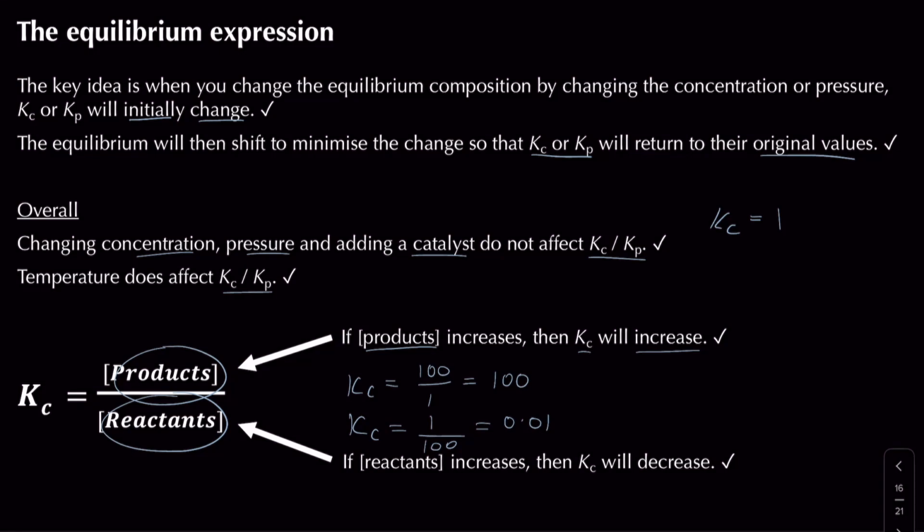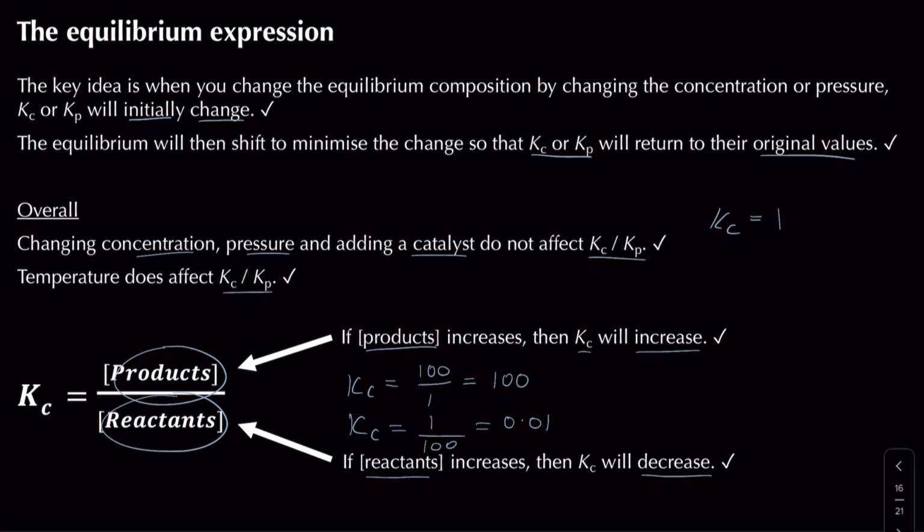Now, what can we actually make from this then? If the concentration of our reactants is greater than our products, and if the concentration of our reactants were to, let's say, increase, then our Kc value is going to get smaller, it's going to decrease. So the smaller the Kc value, the more towards the reactants it is. The greater the Kc value, the more towards the products it's going to be.